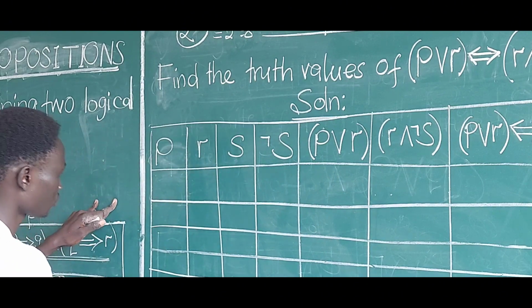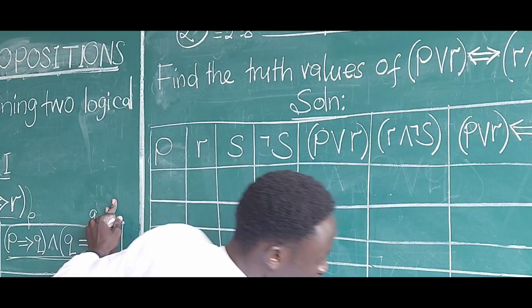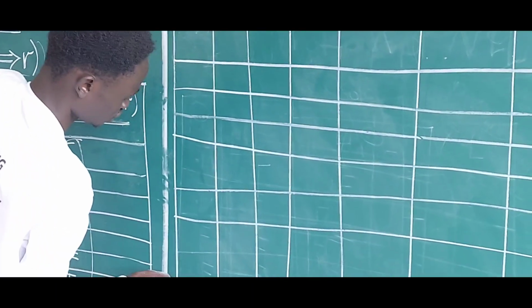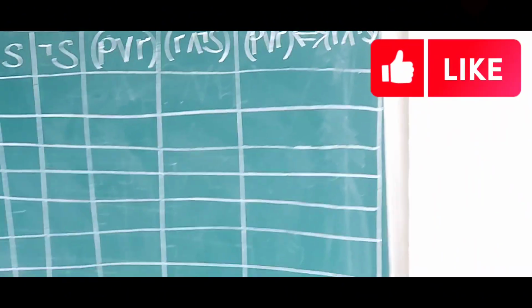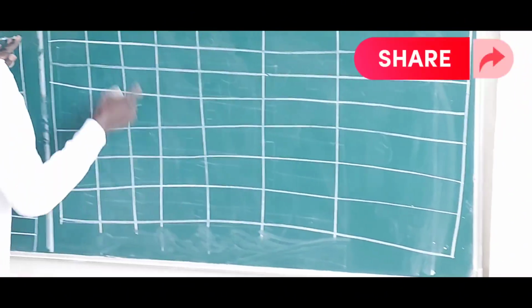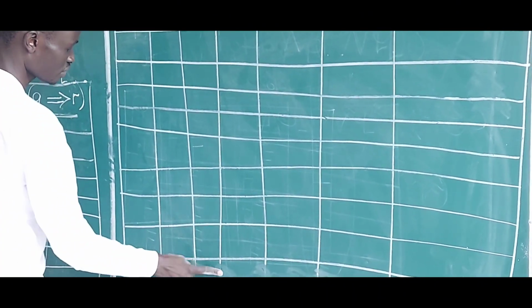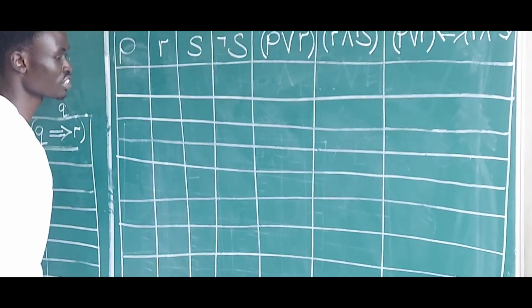How many so far? One, two, three, four, five, six. Six, six, six, six, six, six. So one, two, three, four, five, six, seven, eight. So now we have the eight rows that we are looking for.